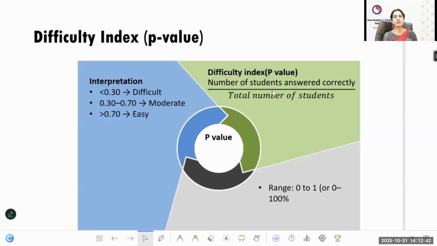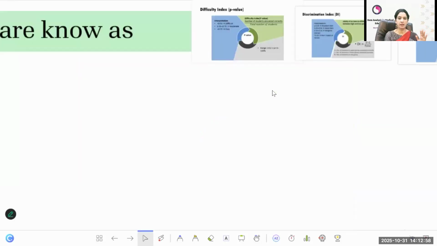But for interpretation, generally we keep it like this: less than 0.3, we call it difficult. Between 0.3 and 0.7, we call it moderate. And if it is more than 0.7, then we call it easy. So this is the difficulty index or the p-value.